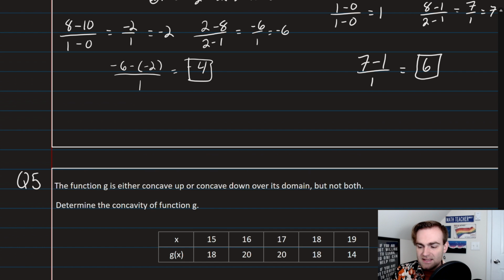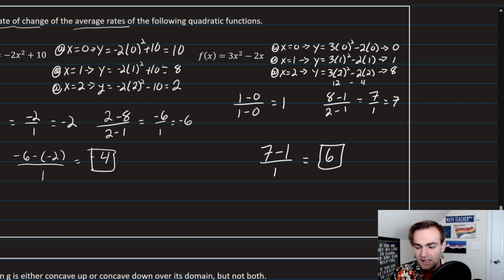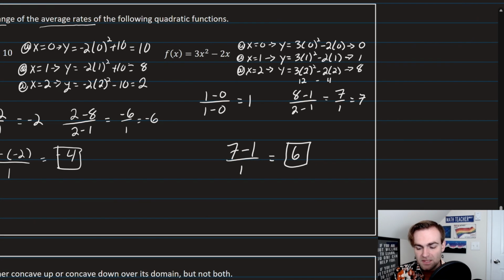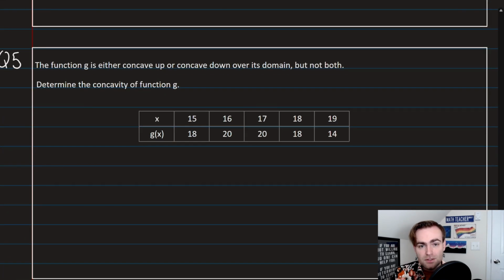So if we look at these examples here, back in number 4, we would say that f of x here, since it has a negative rate of change of an average rate of change, would be concave down. And for this function here, we would say it'd be concave up because the 6 here was positive. So they gave us another function here defined numerically, and it is either concave up or concave down over its entire domain. That means the entirety of where this function exists, it's either going to be concave down or concave up, but it cannot be both.